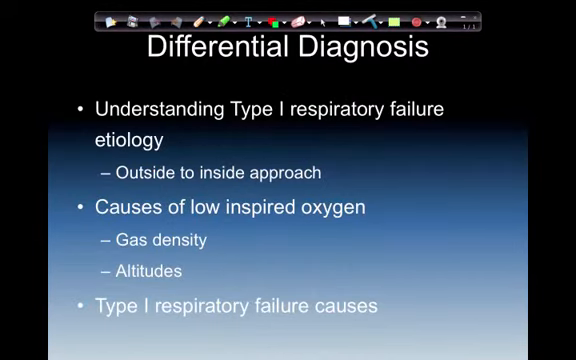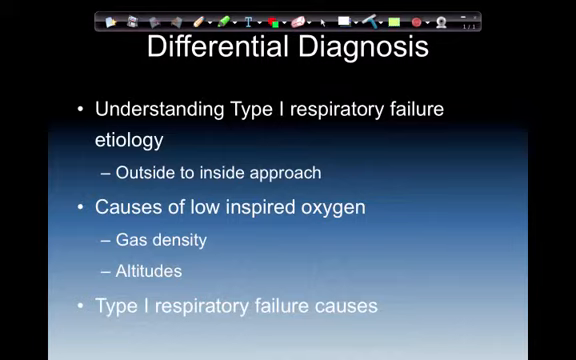Differential diagnosis. Understanding type 1 respiratory failure. Let's take an outside to an inside approach. Please remember that it starts with oxygen in the atmosphere, moves into the passageways of the lungs, and continues to diffusion of oxygen at the alveolar capillary interface. This loads it onto the hemoglobin molecule and gets it to the tissues. Causes of low inspired gas: gas density determines whether it's lighter or heavier than air. It's just like Dalton's law: if you impose another gas that is in the sample and it displaces the rest of the gases, you're getting less oxygen.